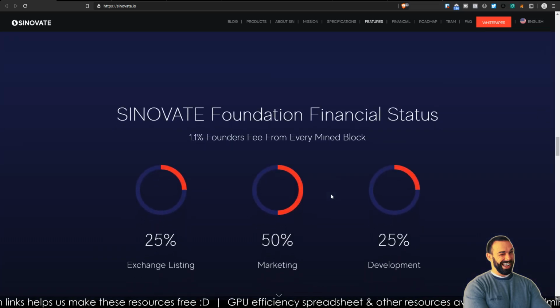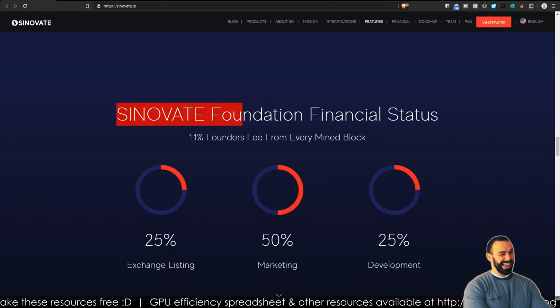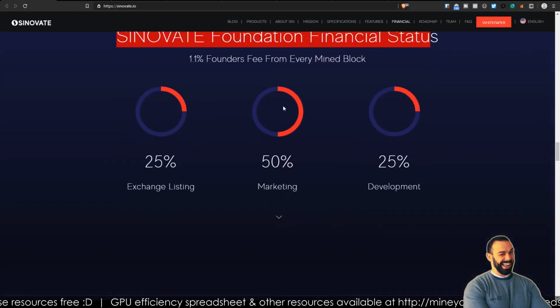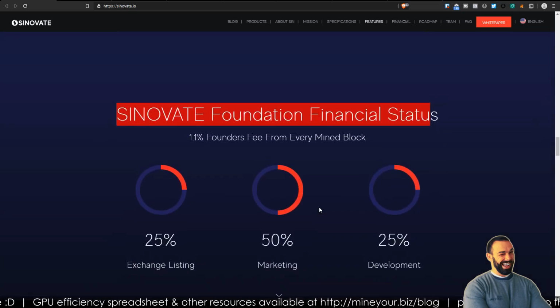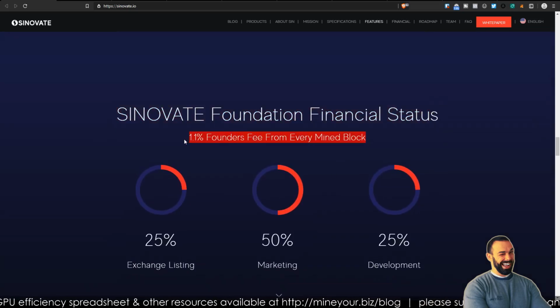Okay, so SINOVATE Foundation financial status. Wait, what's this? Financial status? Okay, so I don't know if this is perfectly auditable, and my apologies for not doing a deep dive here, but let me just talk about this conceptually briefly. The 1.1% founders fee from every mined block. I think, personally, this is a good idea. And here's why I think it's a good idea.